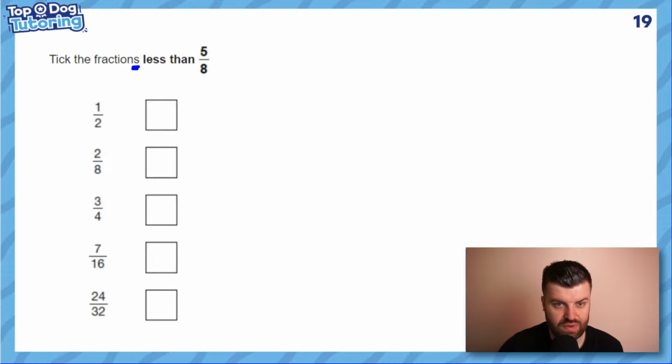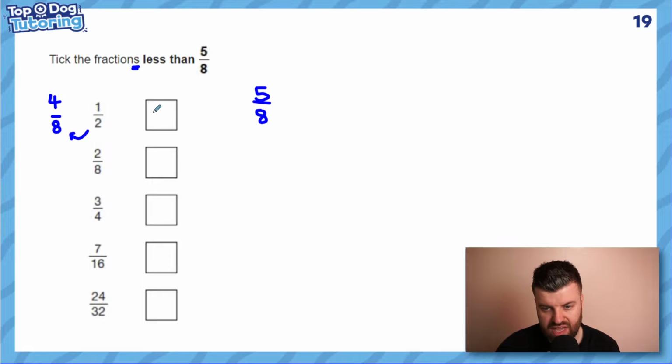Okay, so for this question type, every single time we're going to be coming back to 5/8. So I'm comparing 1/2 and 5/8. Well, let's change this to 8s. 2 times what is 8? It's times by 4. So times the top by 4, we get 4/8. Is 4/8 less than 5/8? Yes, it is.